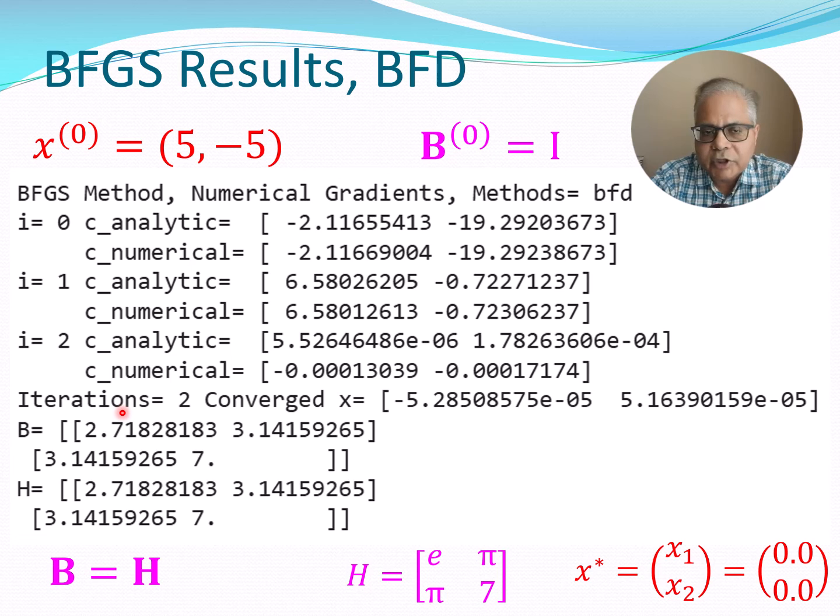But the most interesting thing which I like about this problem is that the B matrix and the H matrix have converged, and at this point you can see B equals H, and the BFGS method has actually built up the Hessian matrix, and you can see these nice numbers here, which are pi, 3.14159, and e, which is 2.7182. So these numbers have been built up by BFGS all on its own by using the numerical gradient.